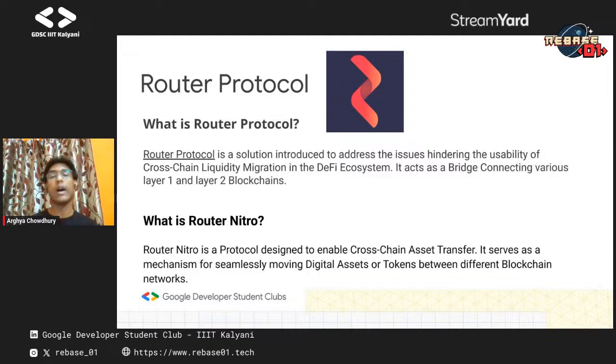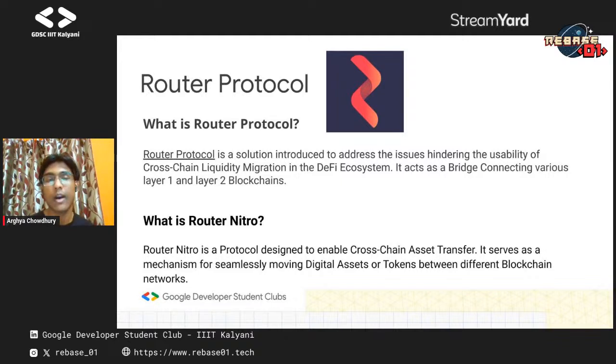Yeah, so these route tokens, you will be needing these when you have to bridge your assets to different marketplaces and such. You can get those easily from testnet. And what this protocol does is that it's basically a magical bridge. It connects layer 1 and layer 2 blockchains that easily.